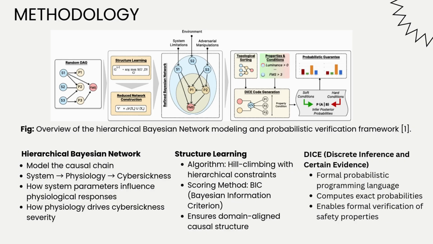And the second one is structure learning. To automatically discover which variables causally influence which, the framework uses a hill climbing algorithm with BIC scoring and hierarchical constraints to ensure the learned structure aligns with the domain knowledge.